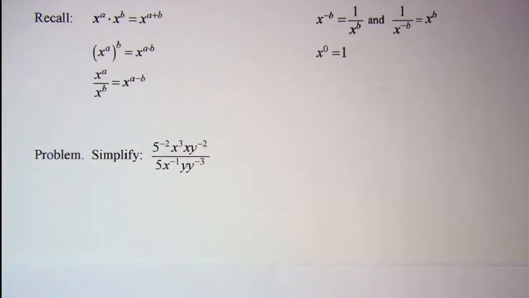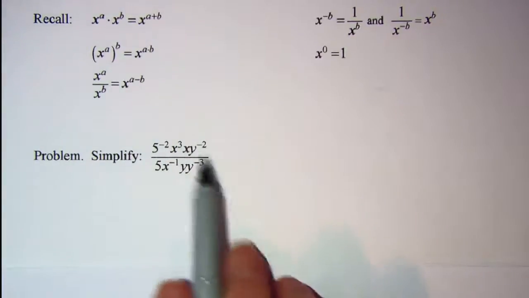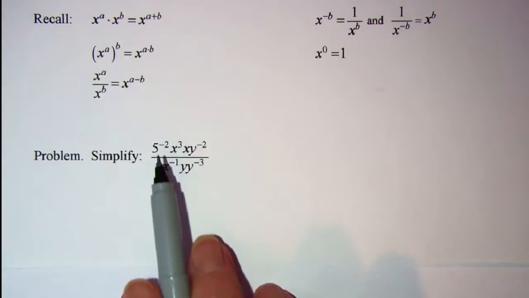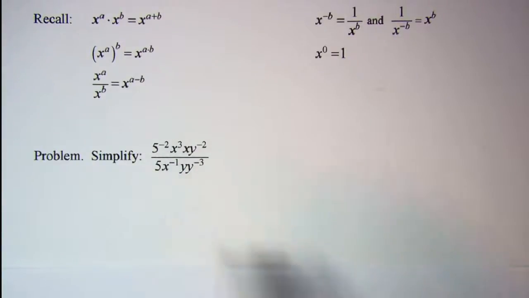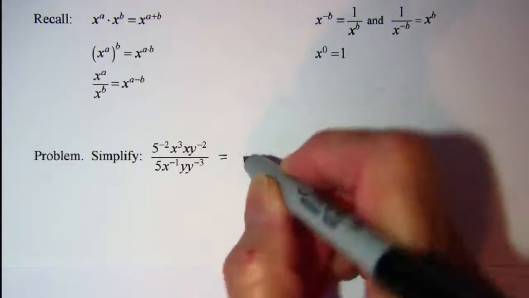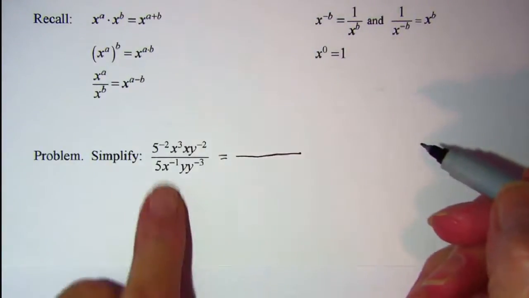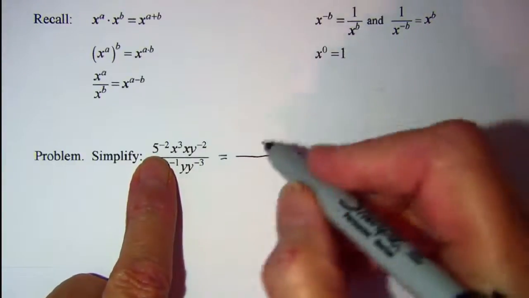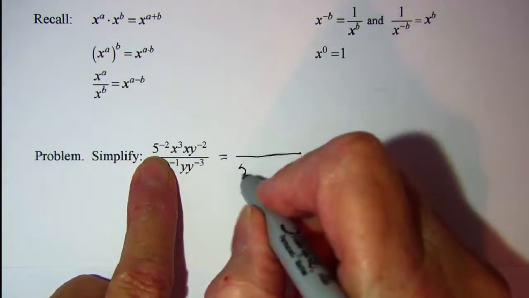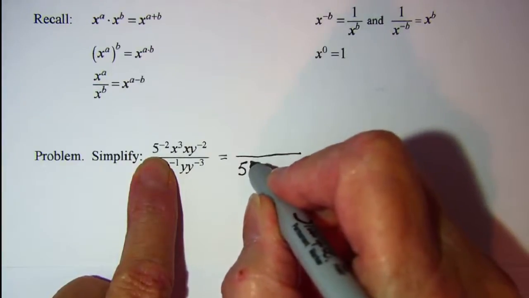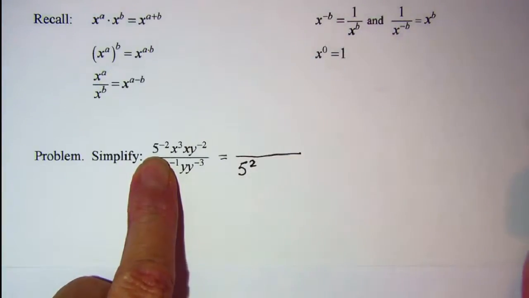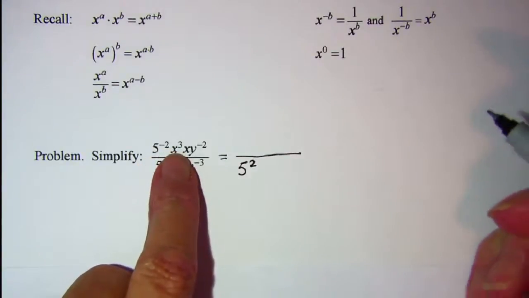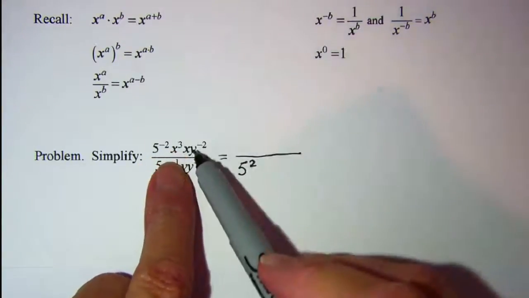So that's the first step I think that I'm going to use on this problem. Notice that everything's all multiplied. So any of the factors that have negative exponents, I'm going to write those in the other part of the fraction. So this first factor is 5 to the negative 2. I'm going to move it downstairs, and it's going to be 5 to the positive 2 once it's moved. I'll just copy these two.